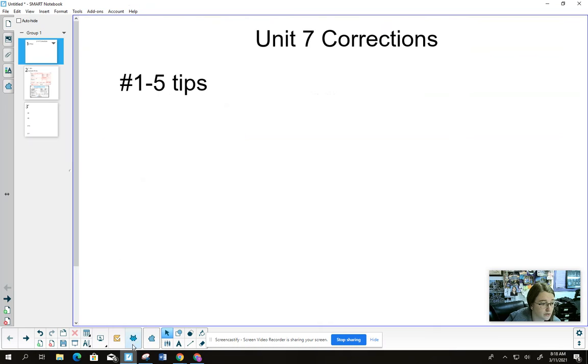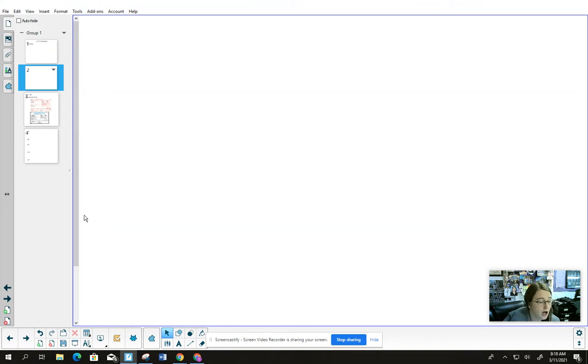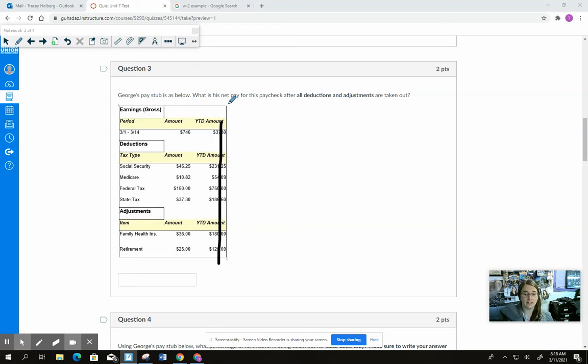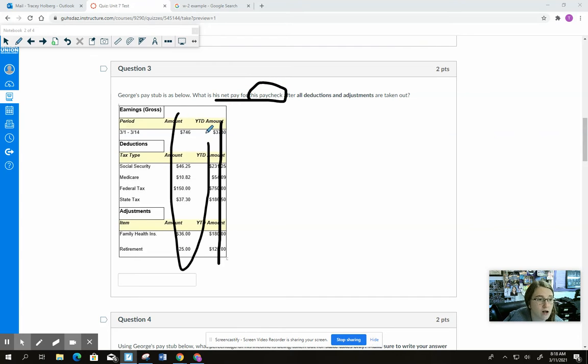Number 3, so a couple things on number 3. I'm going to go ahead and make my screen transparent here. You needed to remember that for 3 and 4, you didn't need this information. YTD means year to date, and again, that means from the beginning of the year. I gave a couple of you guys 1 point for this if you used this column, because it says, what is his net pay for this paycheck? So this column is this paycheck. The YTD is all of the pay and all the taxes since the beginning of the year. So you should have only been using this column. This information will be on a W-2, a pay stub, but you didn't need it.